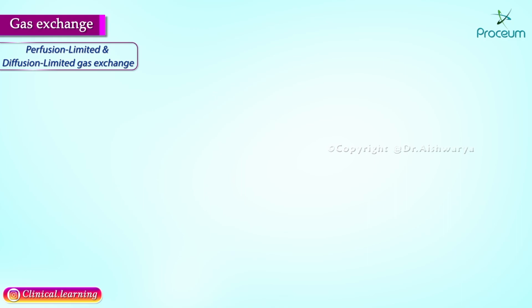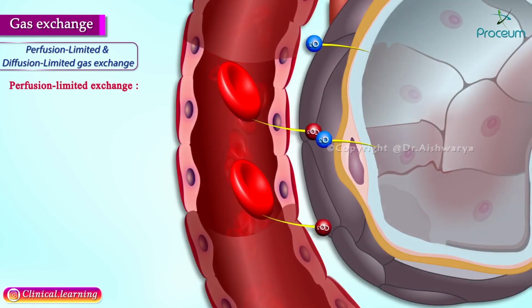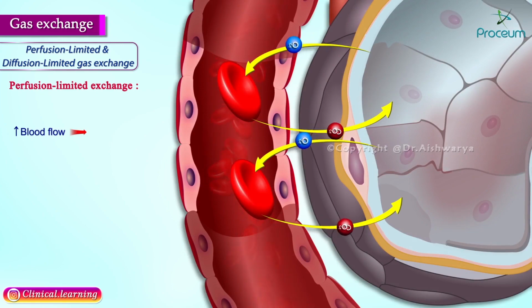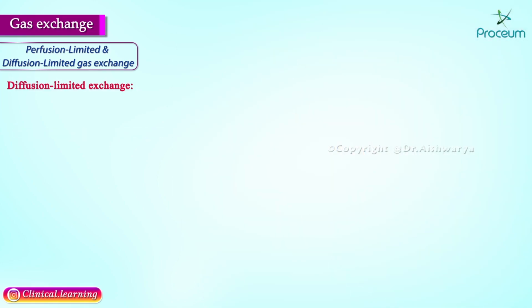And next, what are perfusion limited and diffusion limited gas exchange? The first one is perfusion limited gas exchange. Gas equilibrates early along the length of the pulmonary capillary, such that the partial pressure of the gas in the pulmonary capillary equals that of the alveolar air, as you can see here. Only if the blood flow increases can the diffusion of the gas increase, which is called perfusion limited exchange.